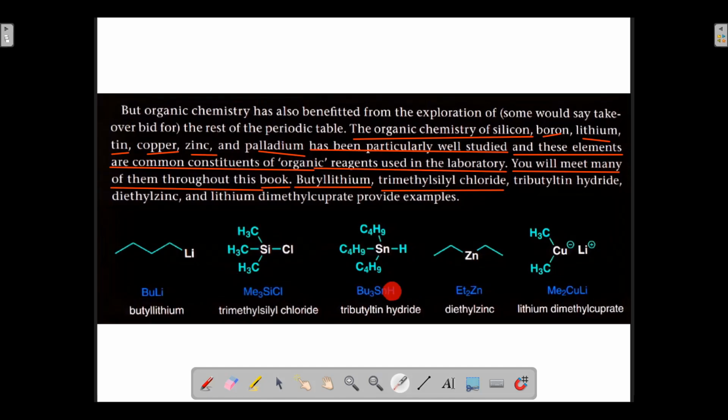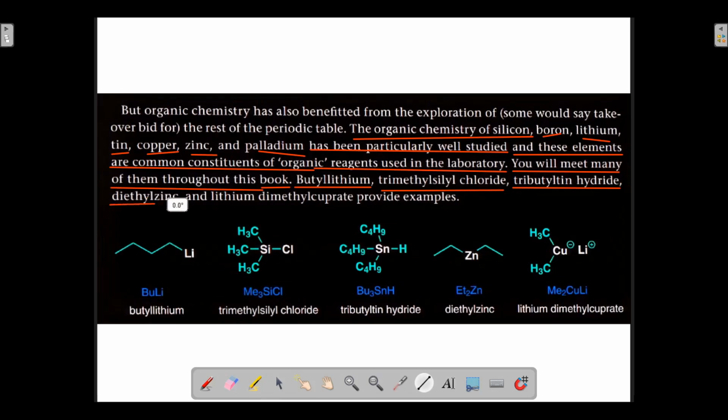So Bu3SnH. The symbol of tin is Sn, from the Latin name stannum. So tributyltin hydride. Then what else do we have?